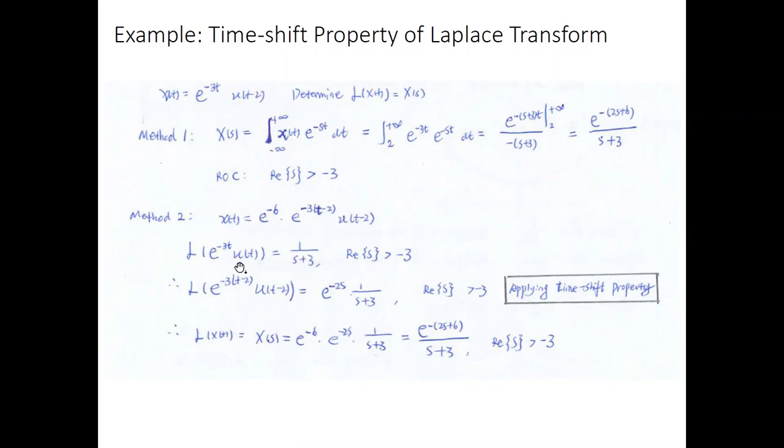We know from previous examples that if you look at the original signal exponential minus 3t u of t, then its Laplace transform is 1 over s plus 3 with region of convergence real part of s larger than minus 3, because this is a right side signal. U of t is right side, so the region of convergence is on the right side of the pole. Now if you look at this signal, which is this part, comparing it with the signal above, we are changing from t to t minus 2 everywhere t appears. So it's a time shifted version of the signal above. Then applying the time shift property.